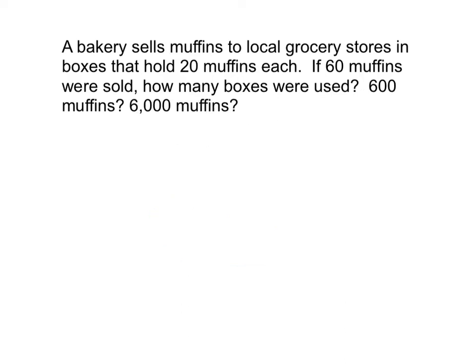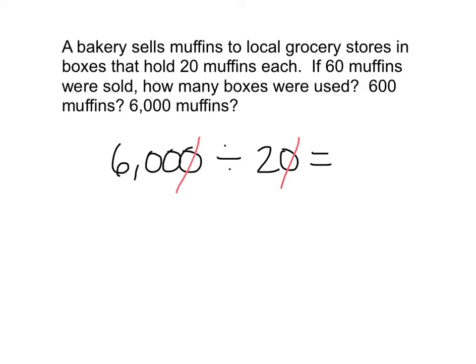We're going to try one more, same pattern. So we did 60 muffins, then we did 600 muffins. Now we're going to do 6,000 muffins. So we're going to have 6,000 divided by 20. I can take this and cross it out. And now my new problem is 600 divided by 2.